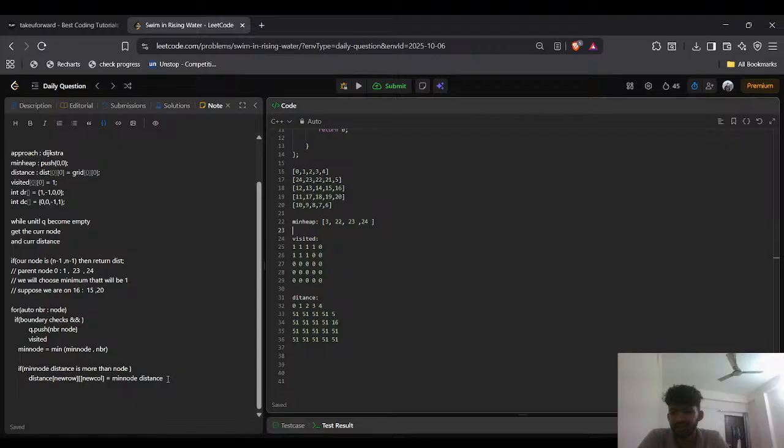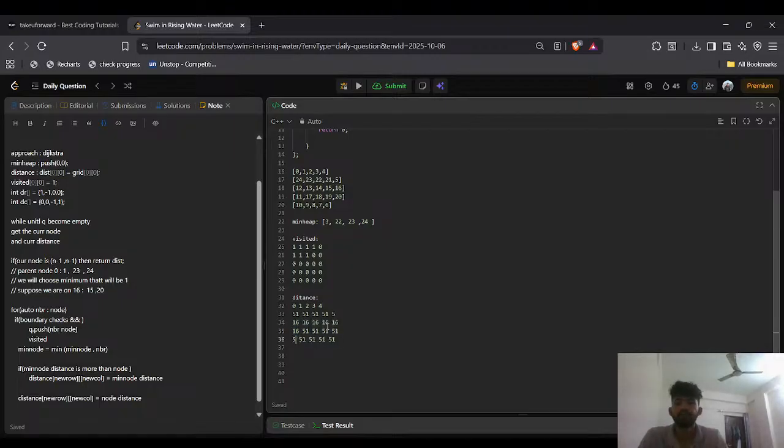Of course I didn't write a line. Okay. If this is not true, then distance is equal to node distance, the previous distance, not the minimum. Okay. So after this, we had 15 here. This will be 16. This will be 16. This will be 16. It's all over. Let me write.